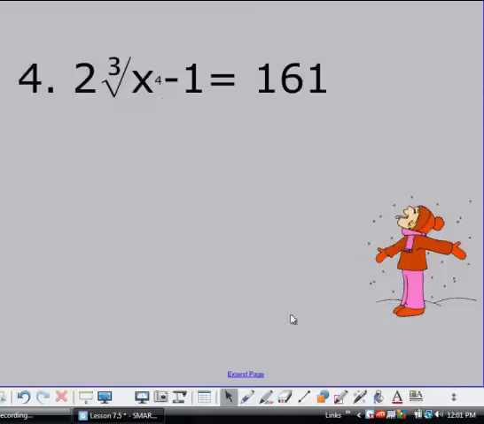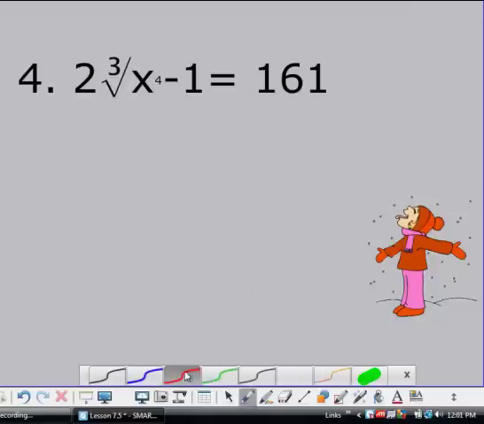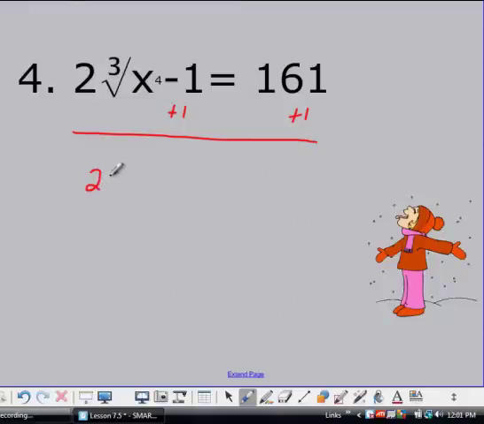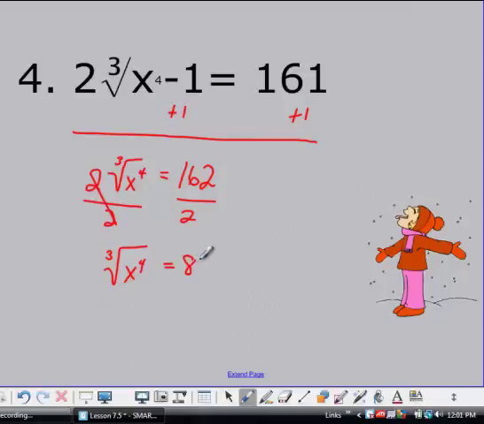Okay, so how to solve this problem? By now this should be real easy. This is our last problem. We add 1, we add 1. We get 2 cube roots of x to the 4th equals 162. Still want to isolate that variable, so I'm going to divide by 2. So now I have the cube root of x to the 4th equals 81.